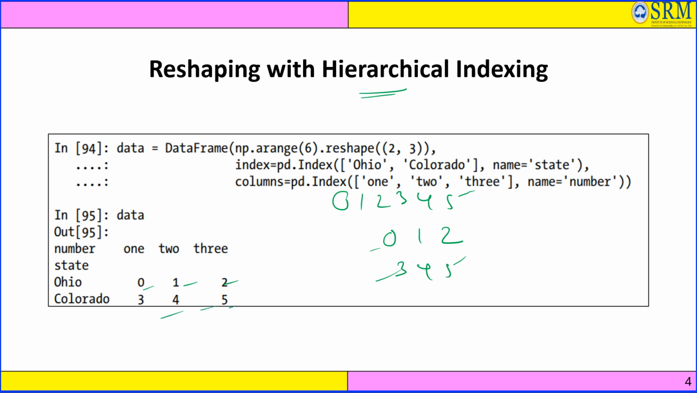Okay, and the index is index equal to pd dot index Ohio Colorado. So for this you have to give the index. So one is Ohio and Colorado, and then this index title is state. So state is given. Okay, and for the number, I mean for the column pd index, so this is column index, this is index. So for index it has to be entered here, and for column it has to be entered here. For columns, pd dot index of 1 2 3, and then the title is number, so name is the title. So this is how your data frame is framed.